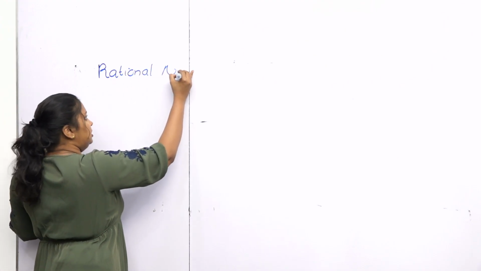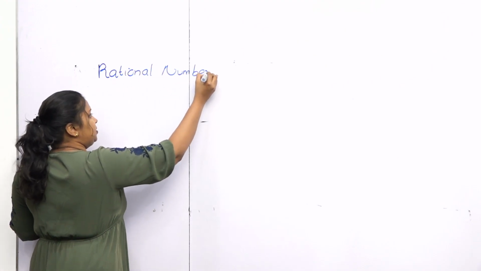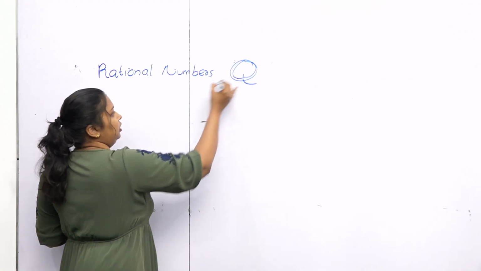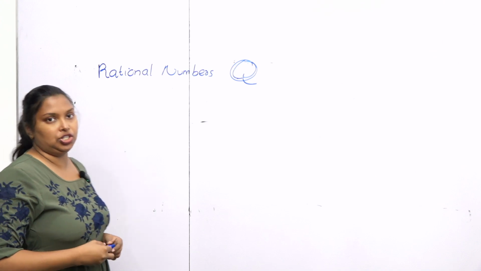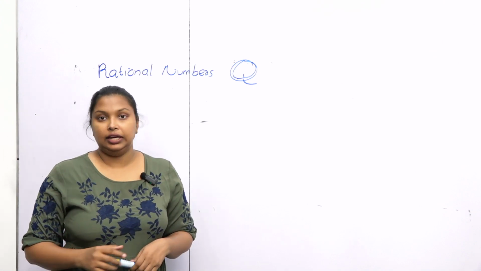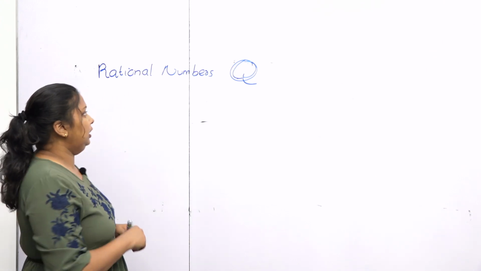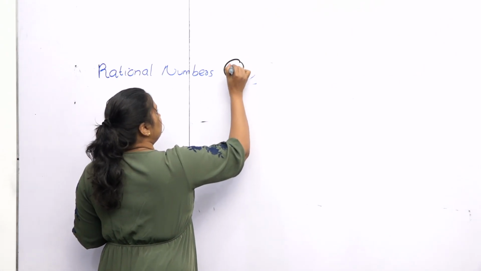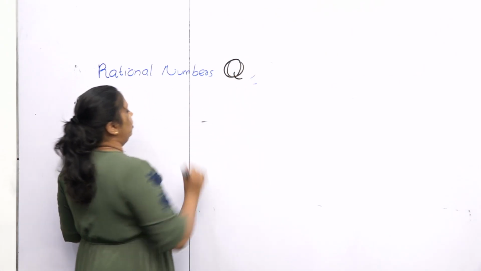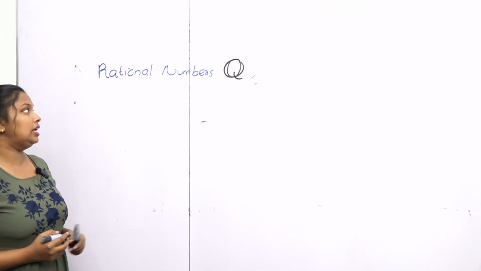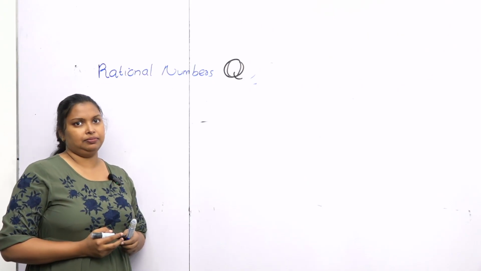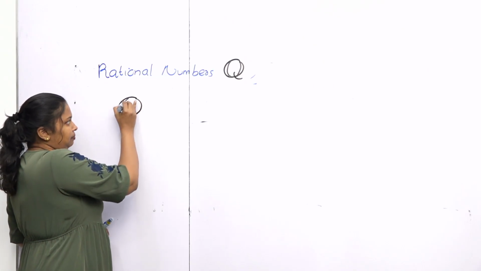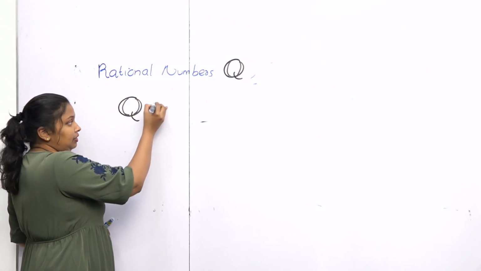This rational number set we represent using Q. Right? This is the notation for rational numbers. Then what are these rational numbers? So the rational number set is defined like this. I will write it here and then we will discuss.